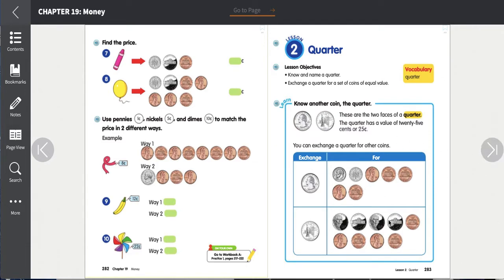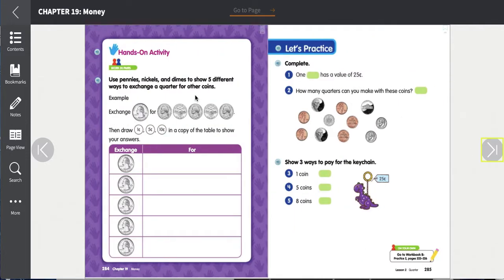Here it shows you a couple of ways you can exchange a quarter for other coins for the same value. And here you're going to find even more ways that you could exchange a quarter for different amounts of money, or amounts of coin. It's going to be the same amount of money altogether, but the different coins that you could exchange. And here are some questions just to continue with the quarter, and then workbook pages 223 to 226. That is our textbook work for this week.